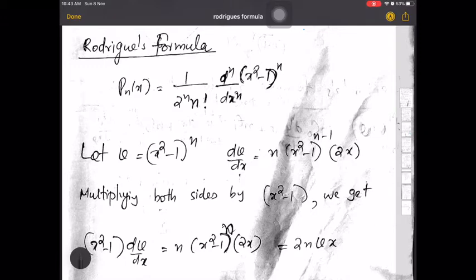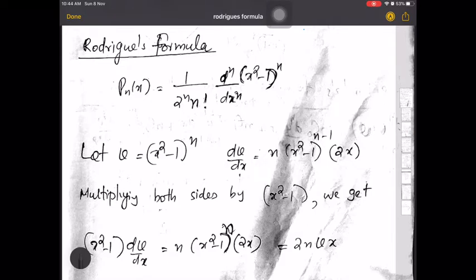For proving this, we start from this step. Let v equal to (x square minus 1) to the power n. Now as we differentiate dv by dx, we will get n (x square minus 1) to the power n minus 1 times 2x. So this is our dv by dx.